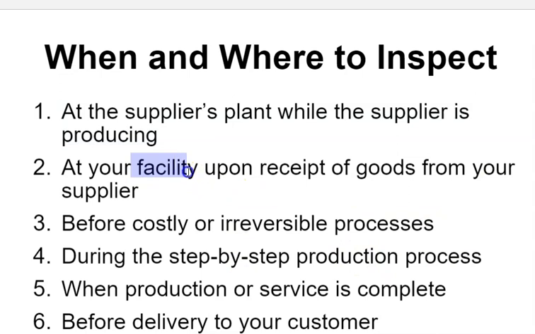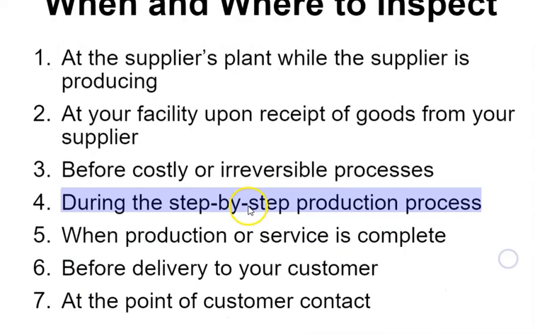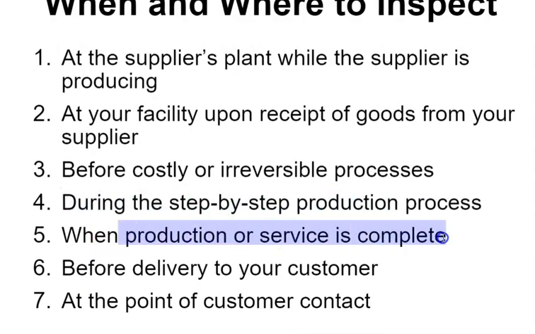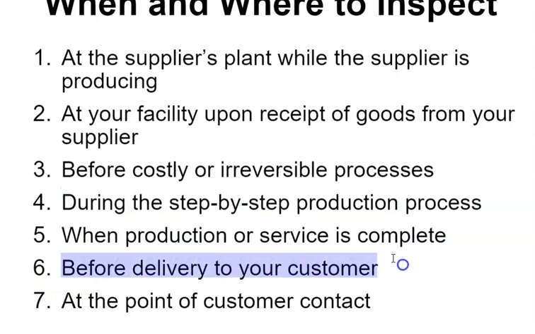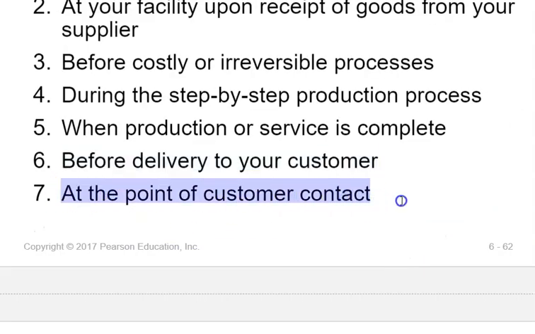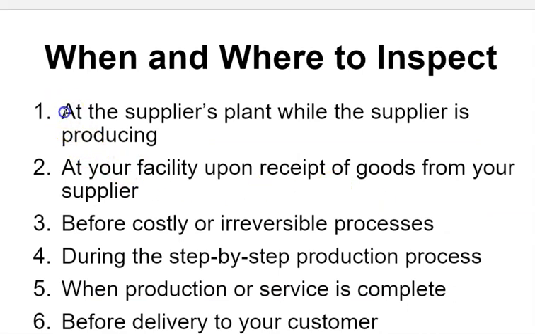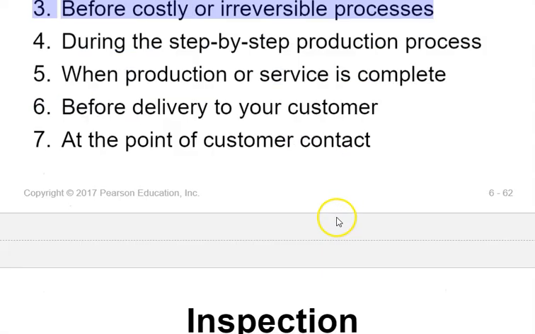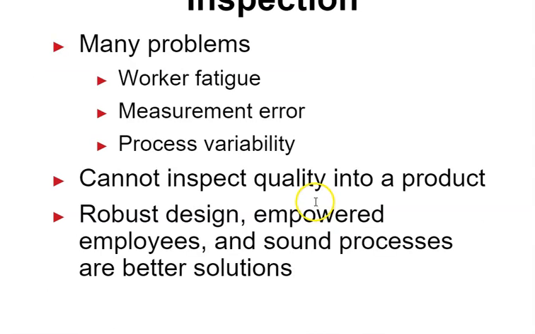At your facility, upon receipt of goods from your supplier, that's quite late, but still better than letting the item or production go in and cause other defects. Before costly or irreversible processes, during the step-by-step production process, when production or service is complete, before delivery to your customer, and at the point of customer contact. So I would say the first 3 are the best, and the rest are just very risky.